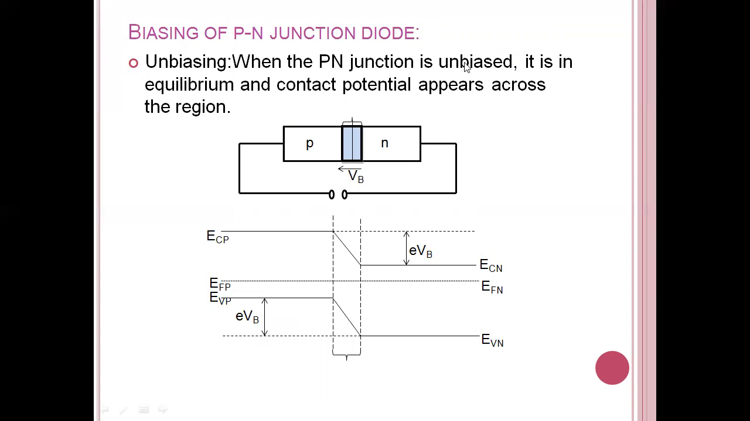So when the P-N junction is unbiased, it is in equilibrium and a contact potential appears across the junction, that is nothing but VB. So the potential across the barrier will be equal to the barrier potential VB. Therefore, the barrier field is equal to E into VB minus E into VB.